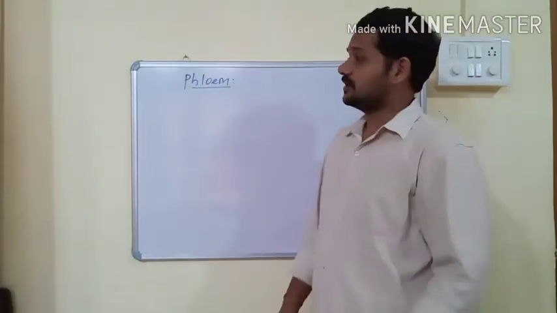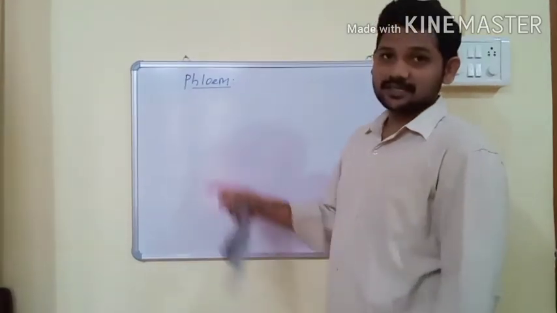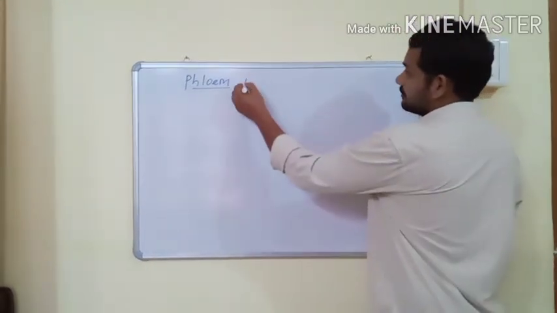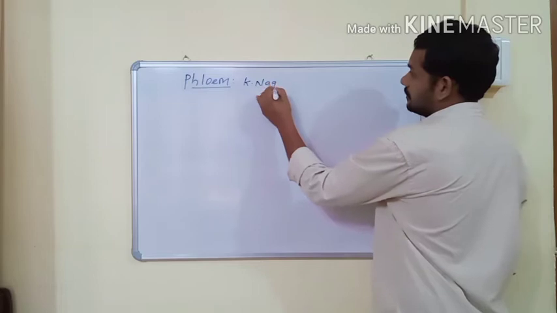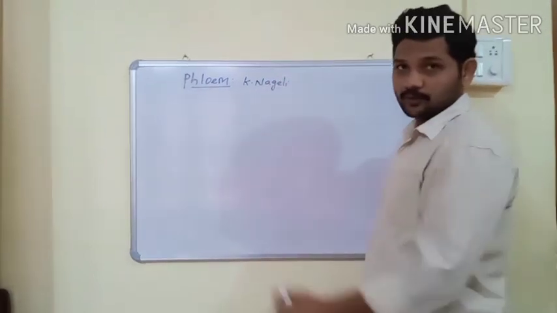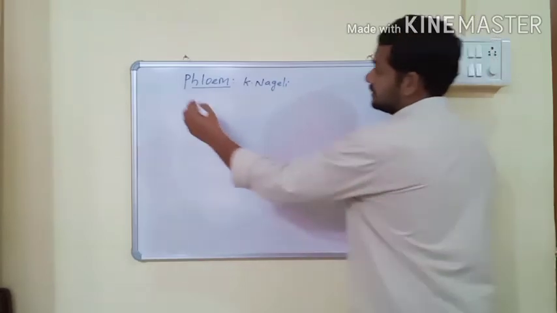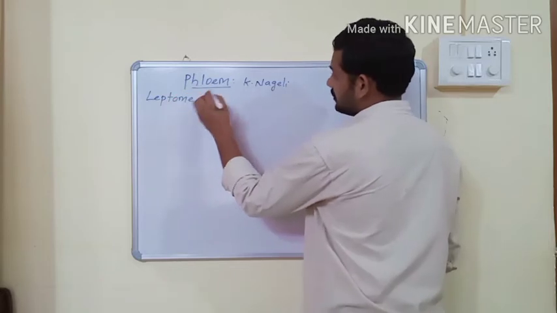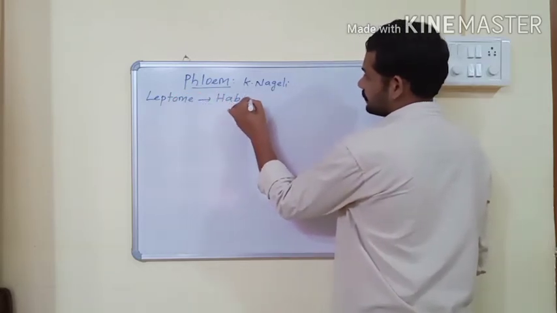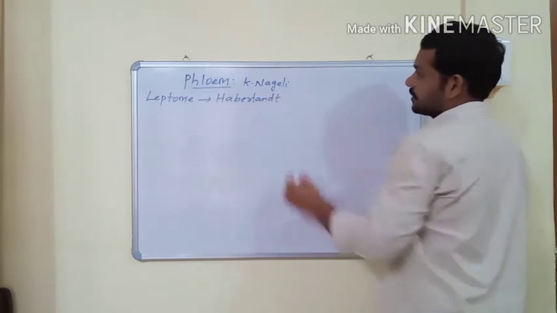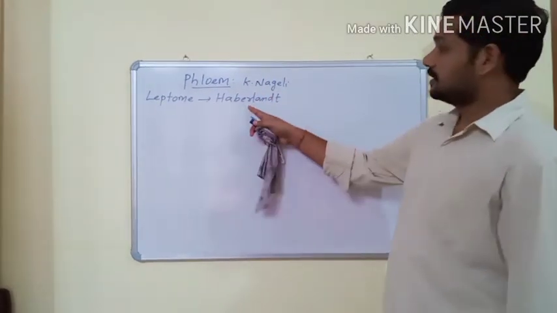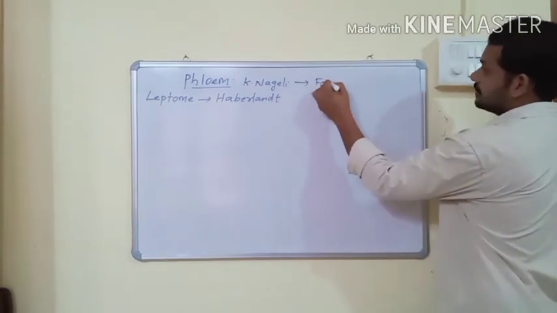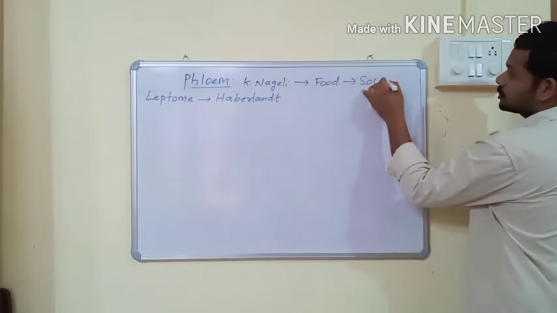Good morning students. In this video we will discuss the second permanent complex tissue, that is phloem. The term phloem was given by K. Nageli, and phloem is also known as leptome by Haberland. Phloem helps in conduction of food material from source to sink.